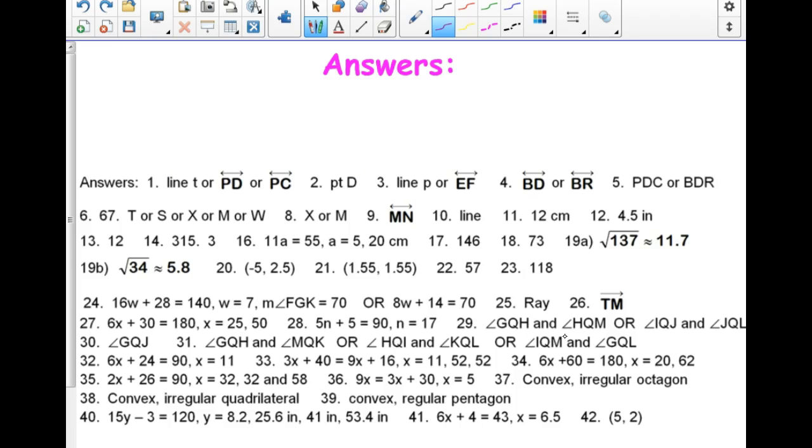And the answers are provided on the review. We got all the same answers, so this is just an answer key and I just went over how to do them.